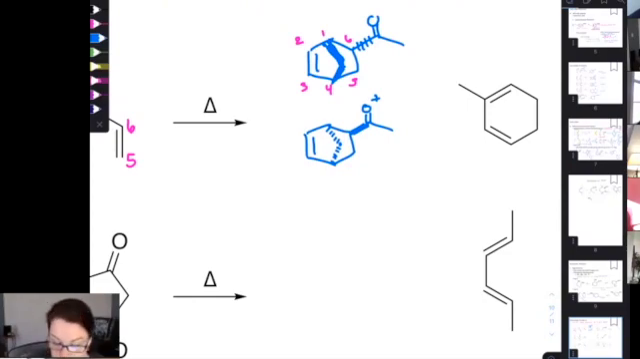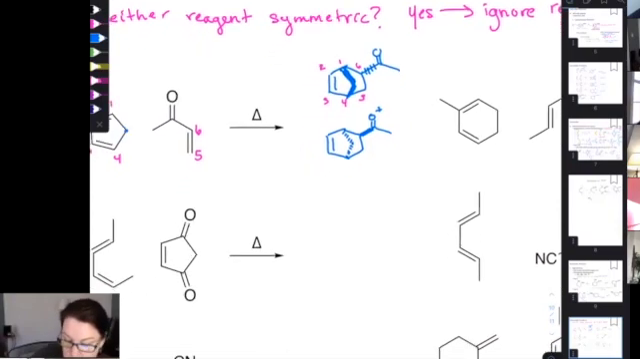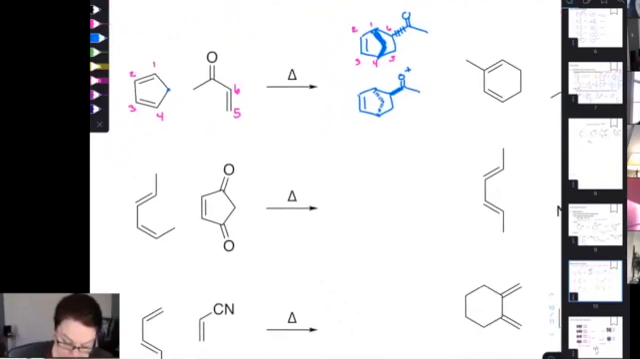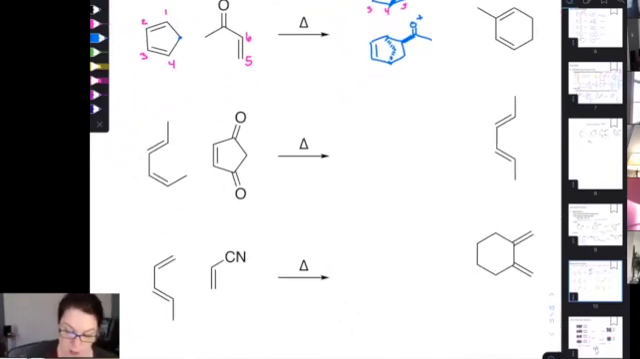Okay? So those are the 2 stereoisomers. Any questions about that? Okay. All right, let's look to the next one. Do we have either one of these reagents being symmetric? Yes, this one over here is symmetric. So that means we don't have to worry about regiochemistry. Let's just jump to our product.